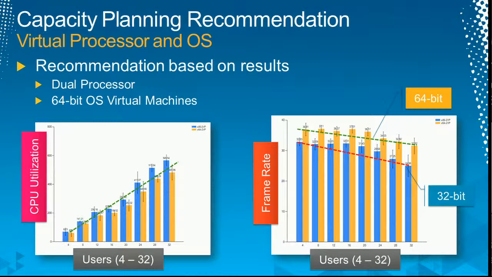So what we're showing here is that the green trend line is the same for 32-bit and 64-bit. We're taking about 5 and 3/4 cores of total CPU for 32 users. On the right-hand side, we have a higher frame rate with 64-bit. On the left-hand side, we're seeing that the trend is the same, and that we're not paying a penalty on the server side for having a different VM architecture.